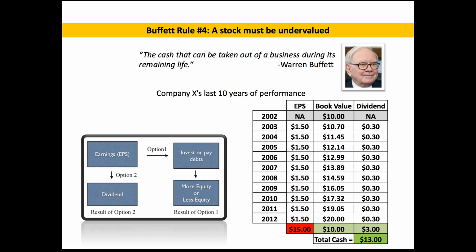So when Warren Buffett's talking about the cash that can be taken out of the business during its remaining life, when we'd be looking towards the next 10 years, we can generally assume that this company is going to continue to operate at this efficiency. So not all $15 of the EPS is going to be realized. You're probably only going to see about $13 if these numbers would continue to trend like this over the next 10 years. So that would be the cash that you're taking out of the business. That $13, that's what you're taking out of the business. And that's that magic number.